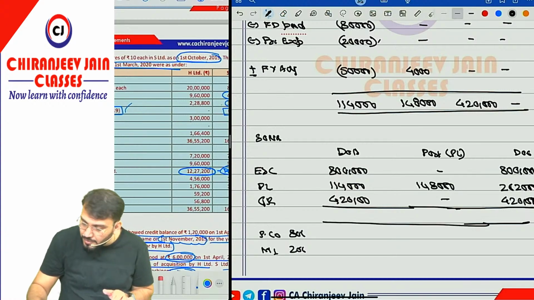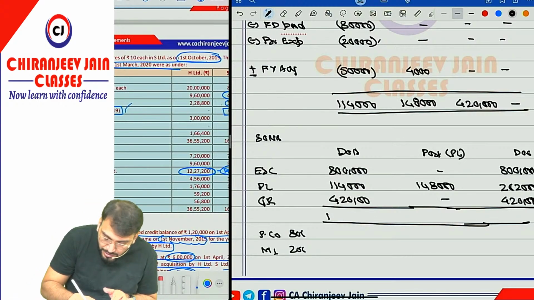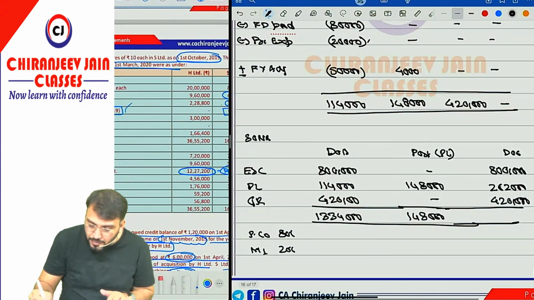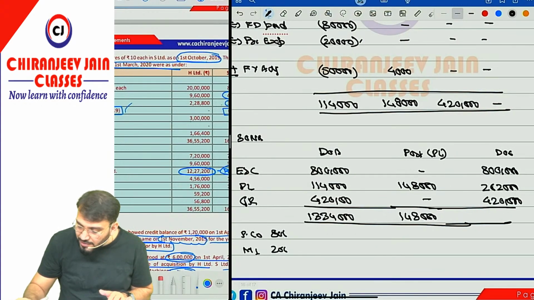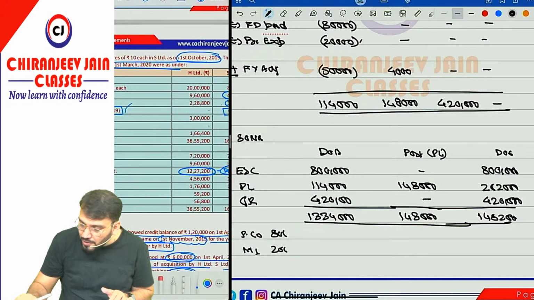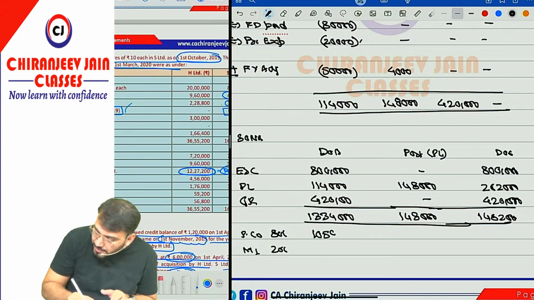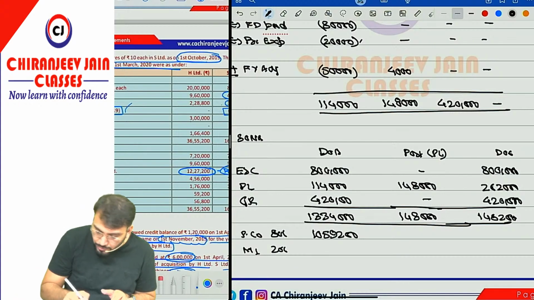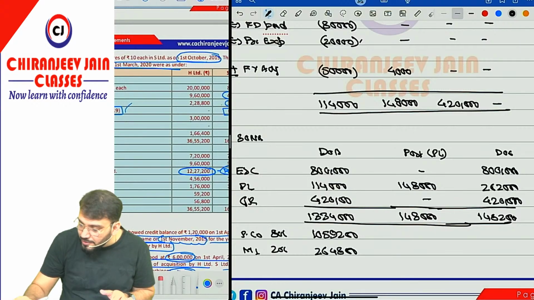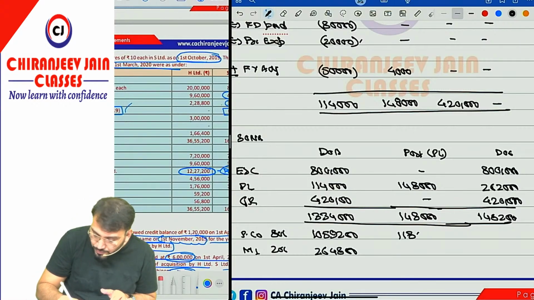Add general reserve. So 8 lakh plus 1,14,000 plus 4,20,000. How much? It is 13,34,000. And 1,48,000 becomes 8 lakh plus 2,62,000 plus 4,20,000, coming 14,82,000. So 13,34,000 into 80% how much? 10,59,200, minus equal to 2,64,800. And 1,48,000 into 80% how much? 1,18,400.